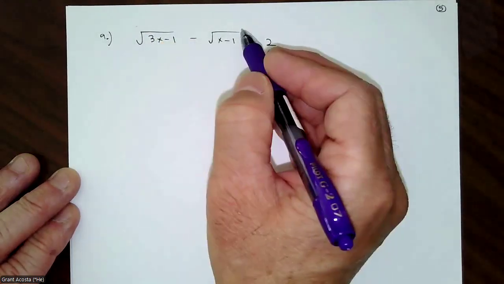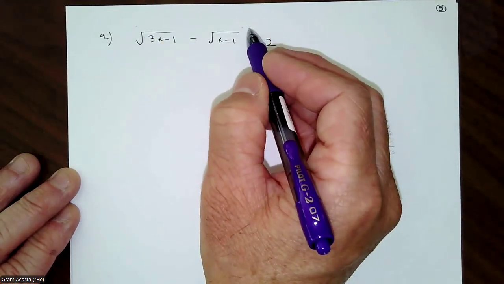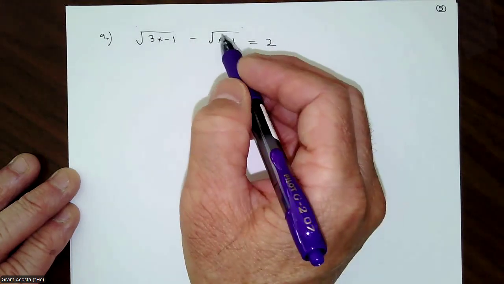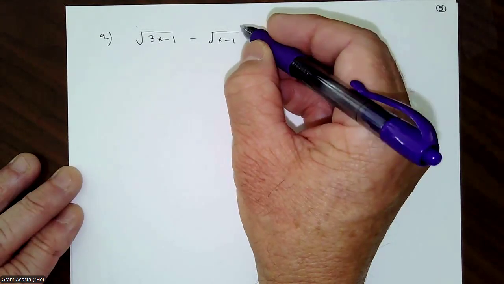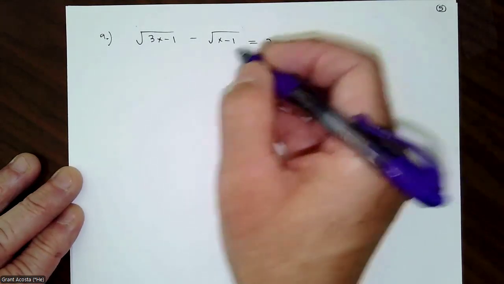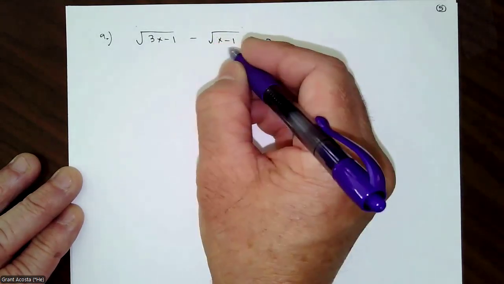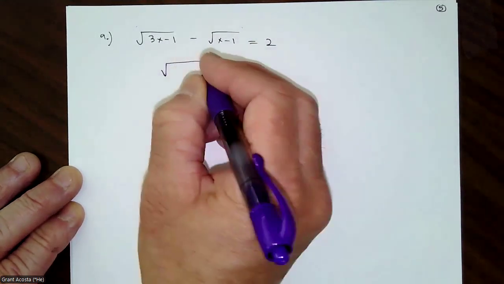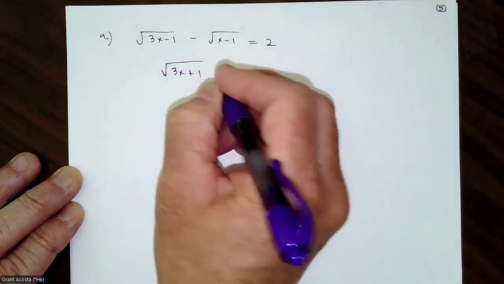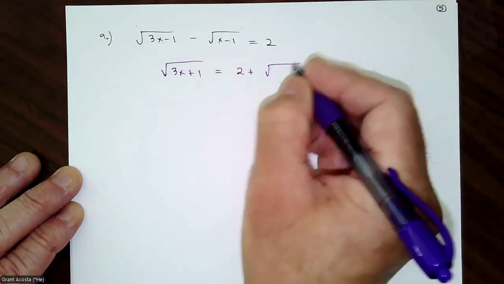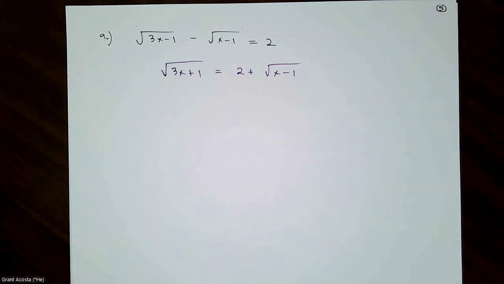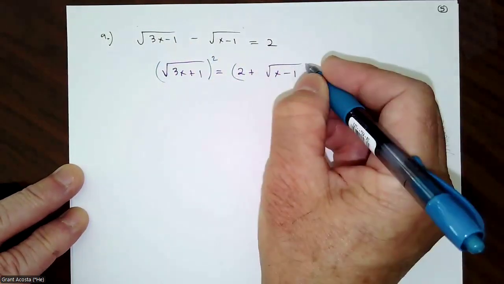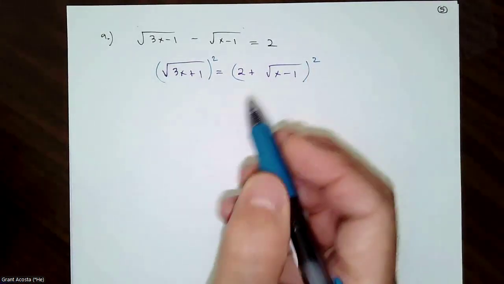Now, I'm thinking ahead. If I put parentheses here and square that, then I'm going to have to multiply out these two radicals that are squared. And a lot of times it's easier if you can get them separated. So what I would do to make it a little bit easier is add this over to the other side. So I'm going to have the square root of 3x plus 1 equals 2 plus the square root of x minus 1. And then square the entire right side.